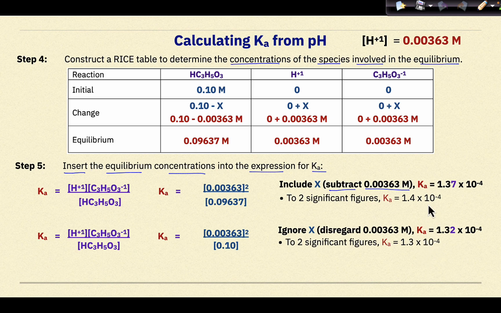So there's a very small difference between these two Ka values if we ignore this X being subtracted from the concentration of our weak acid. So the X value here is negligible relative to the initial concentration of our weak acid of 0.10 molar. That's something to keep in mind as we do more of these problems later on in the video, and we'll go through the calculation of how you exactly know whether that X value is negligible or not.